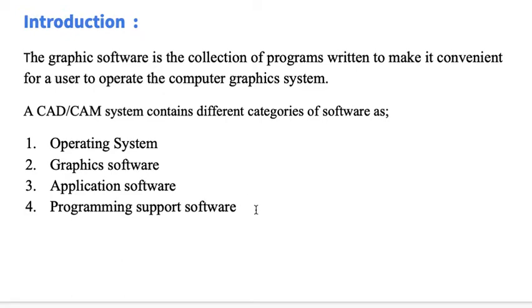Right. Next, programming support software. Here, software development takes place through programming languages. Programming languages are broadly classified into interpreters and compilers. Some of the general purpose programming languages are Fortran, Pascal, C, and Basic. DAL and GRIP have also been used for graphics or design applications.